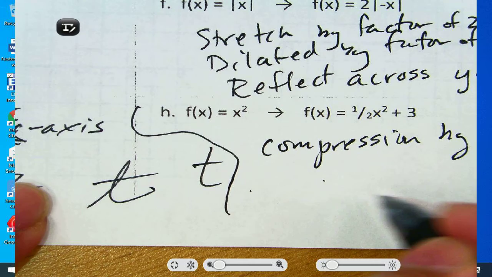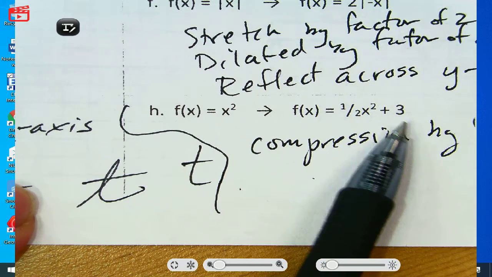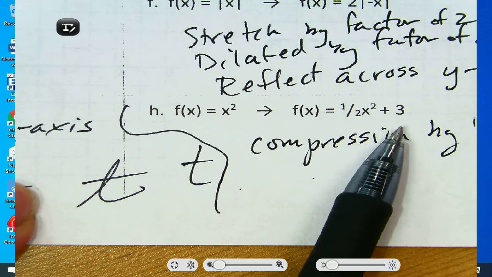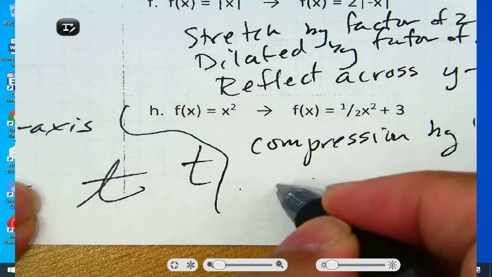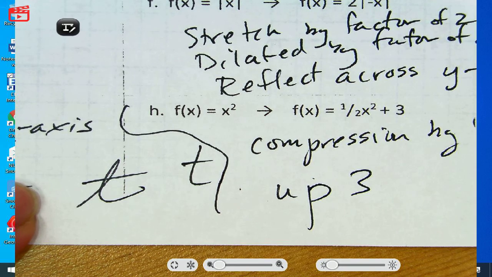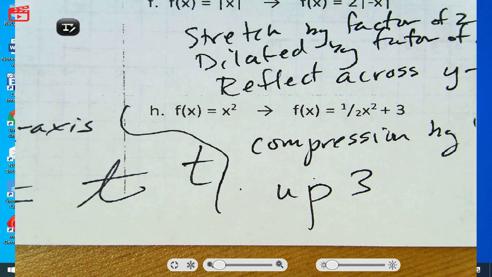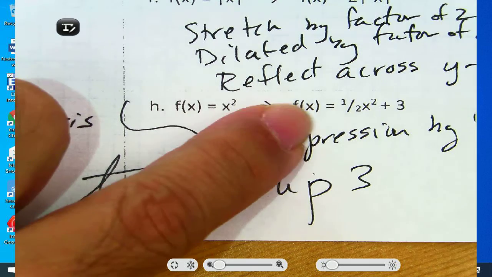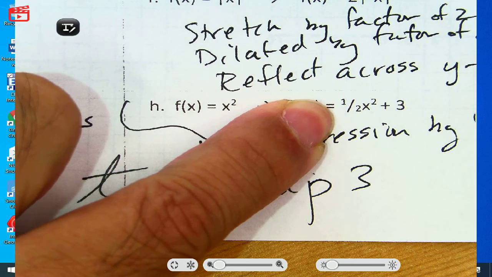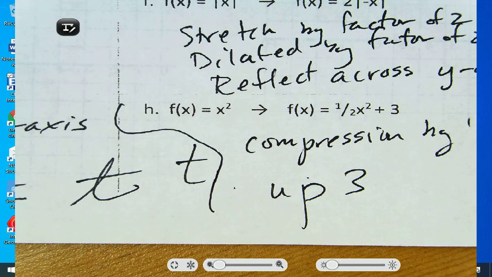Alright, and is the plus 3 left, right, up, or down? Up 3. What's the number beside compression by? Half. It's that number in the front. Right there. Number in the front.